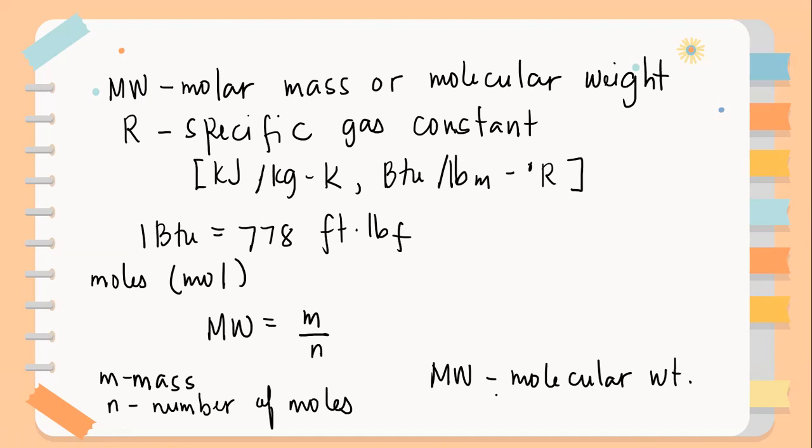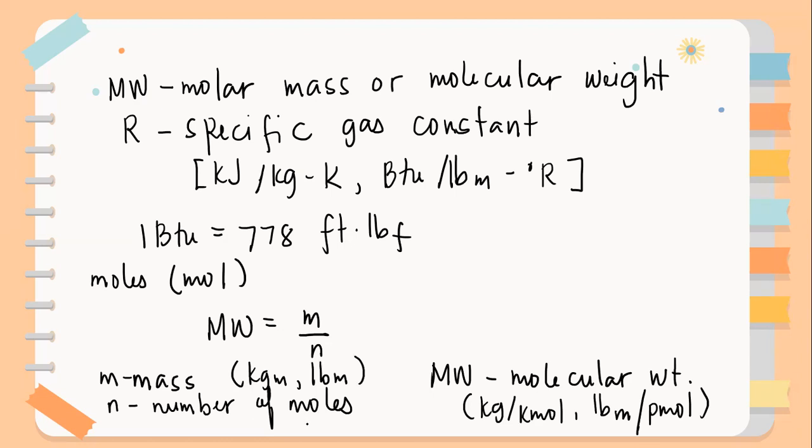Okay, what are the units? We have kilogram per kilomole, pound mass per pound-mole. The unit of mass is kilogram mass, pound mass. For the number of moles, we have kilomole and pound-mole.